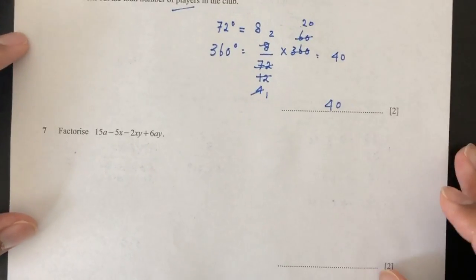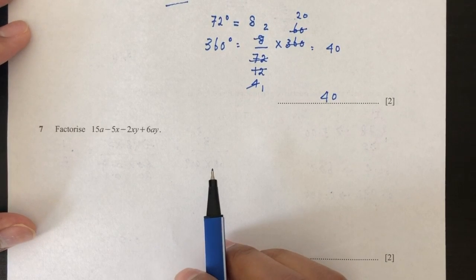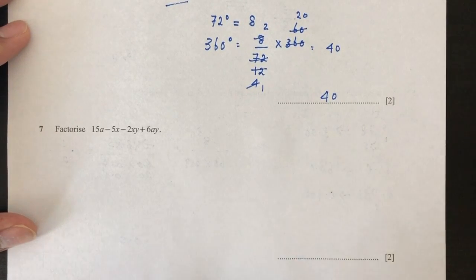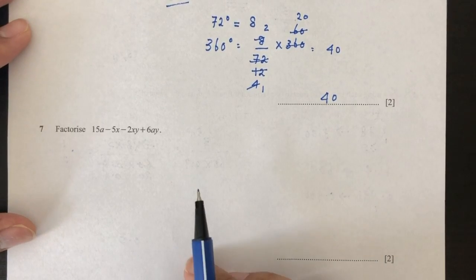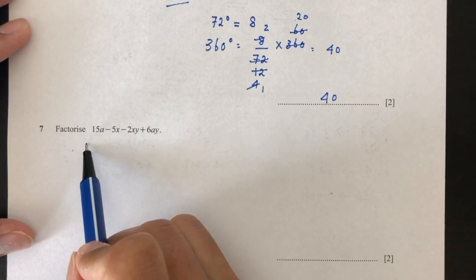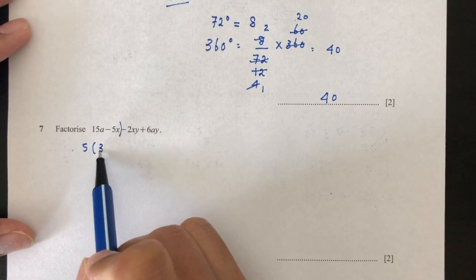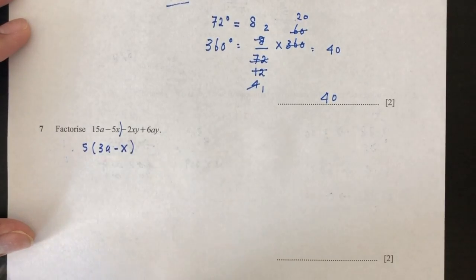Now for question number 7, factorize this one completely. So let's see what. In this case, we don't need to move much. We just need to factorize the 5 outside. So take out 5 here on this 2. So look at this 2 first. 15. You have 3a minus x.